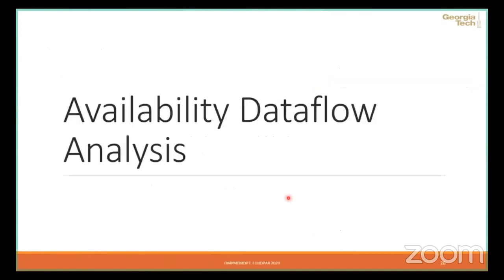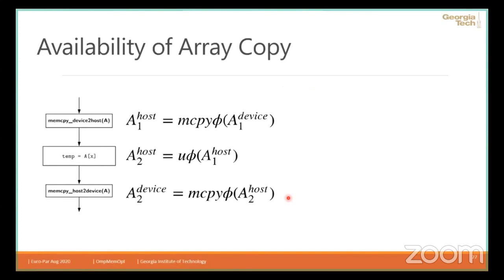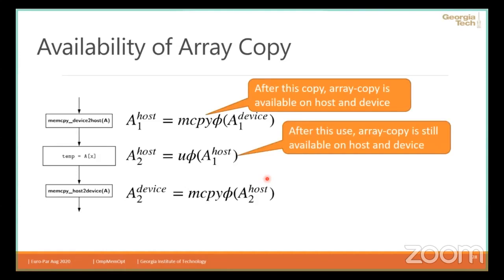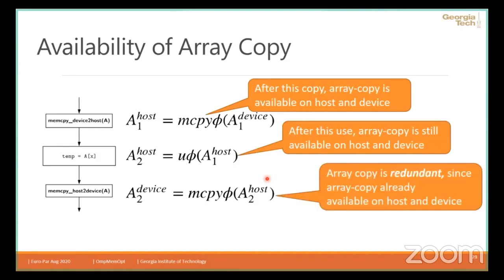Now let's look at how we can perform our availability analysis on our IR to figure out which computations are redundant. Here, after the memory copy of the array from the device to the host, we say that the array is available on host and device because both the host and device have the same version of the array A. Then after any use of the array on the host or on the device, the array is still available on both the host and device because both of them still have the same version of the array. Then an array copy is redundant in this memory copy because it's already available on the host and device.